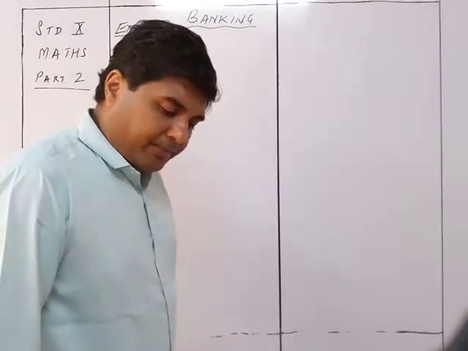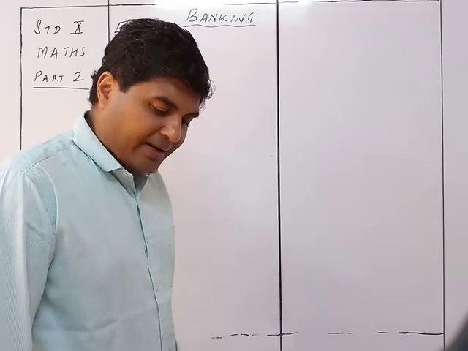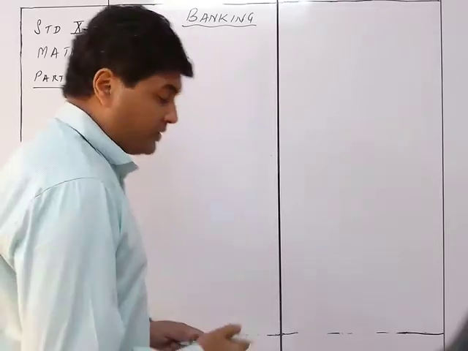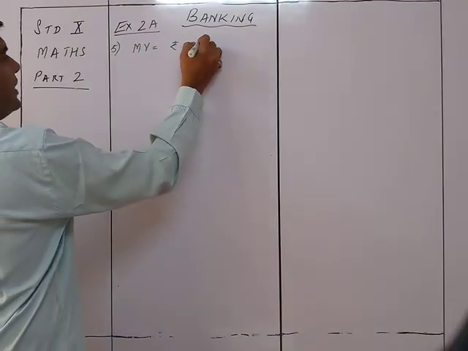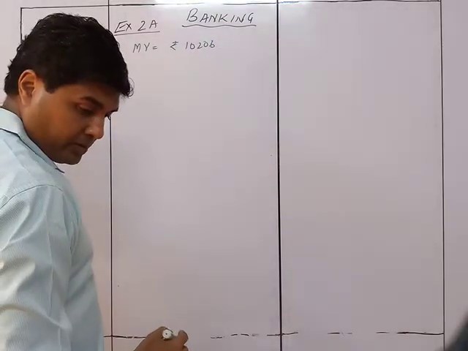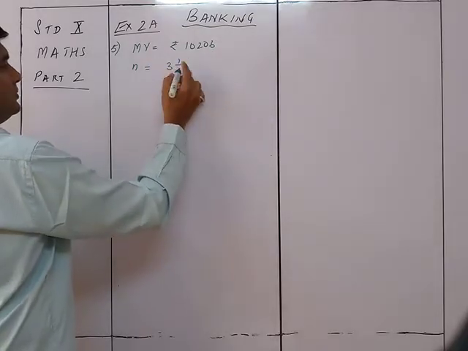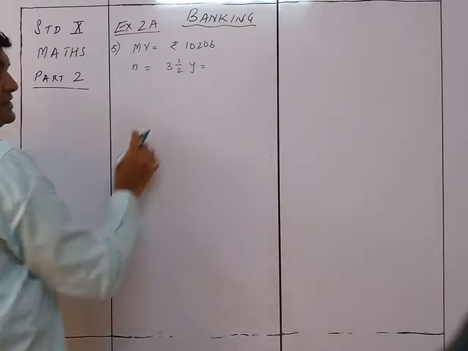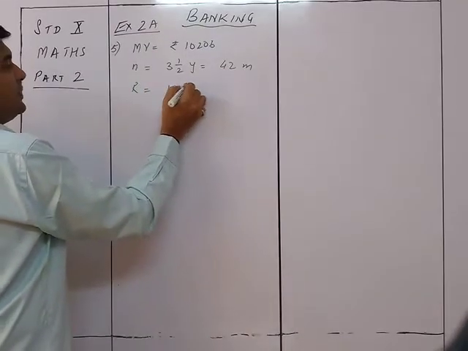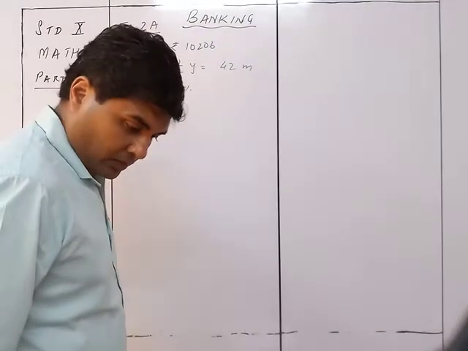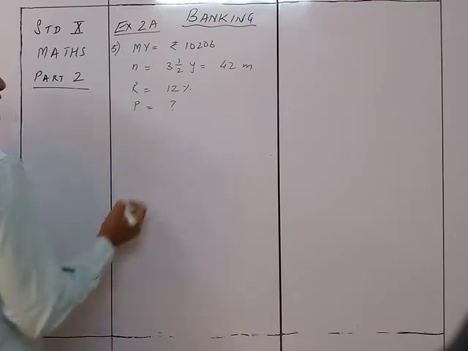A man has a recurring deposit in the bank for 3.5 years. If the rate of interest is 12% per annum and the man gets 10,206 as maturity value. So it is given that the maturity value is equal to rupees 10,206. He is having it for the period of 3.5 years, which is 36 plus 6, so 42 months. The rate of interest is 12%. You need to find out the principal, so P is what we need to find out.